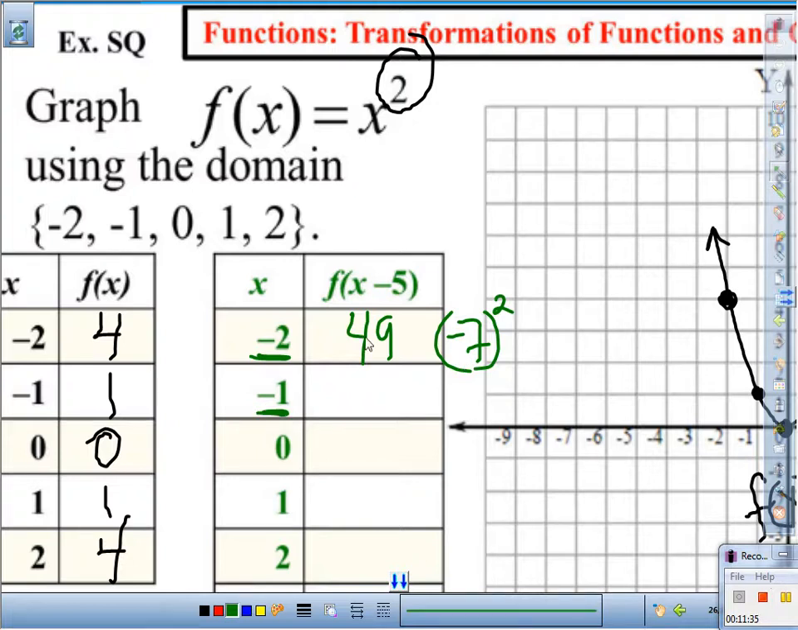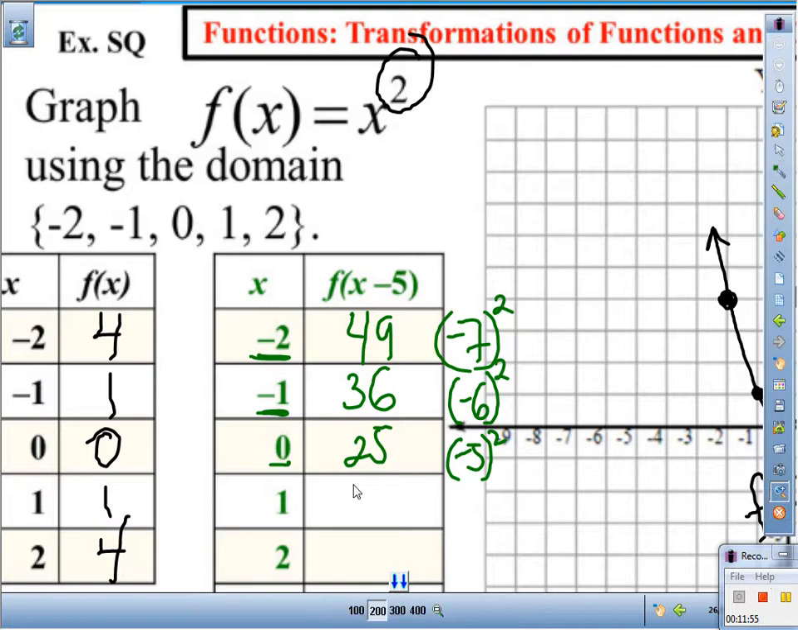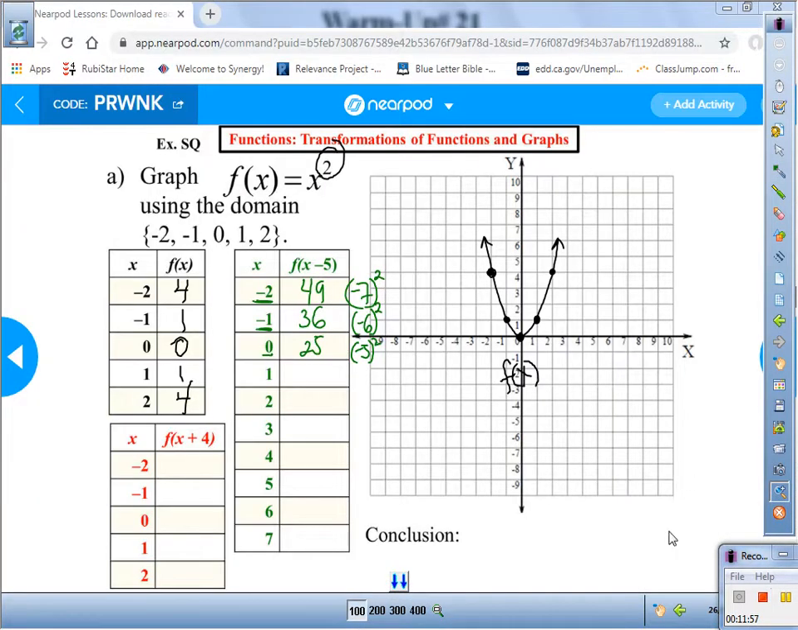Next one, negative 1. So instead of x, I substitute negative 1. What is negative 1 and negative 5? Negative 6. And if we square that, that's what? 36. Next, 0. What is 0 minus 5? Negative 5. And if we square that, that gives us 25. I'll give you some time so you can fill in the rest of it by yourself. See how you do. Ready? Go. Copy and go.